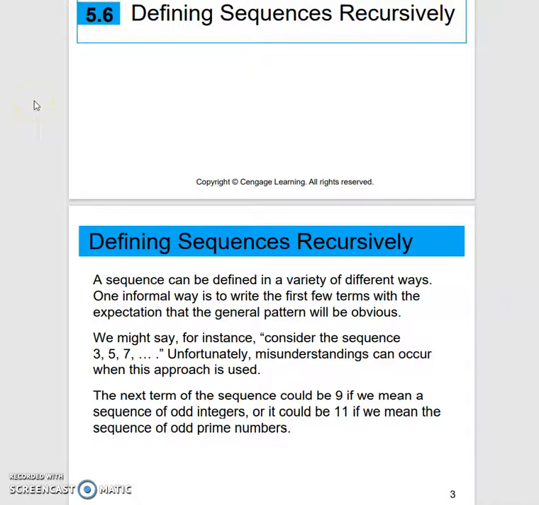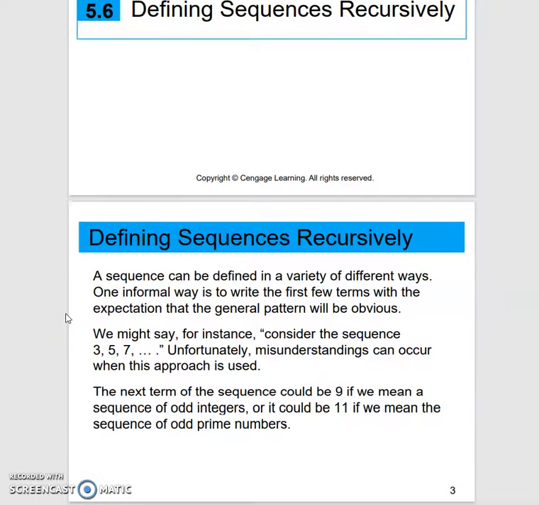Section 5.6, defining sequences recursively. We've seen a little bit of this before, but by recursively, we mean that we are using one or more of the previous terms so that we can then figure out what the next one is.